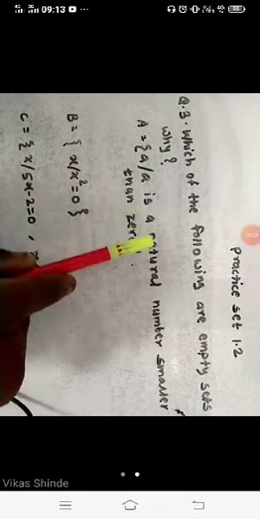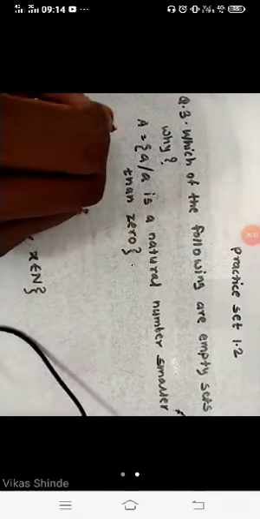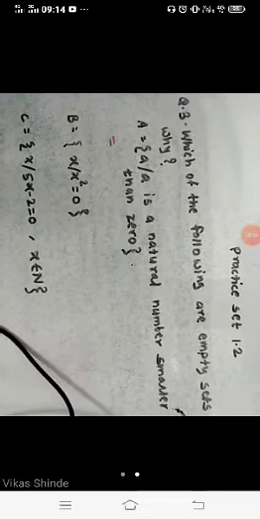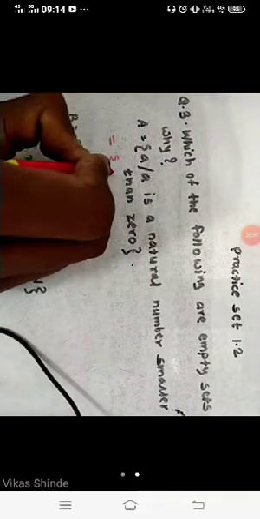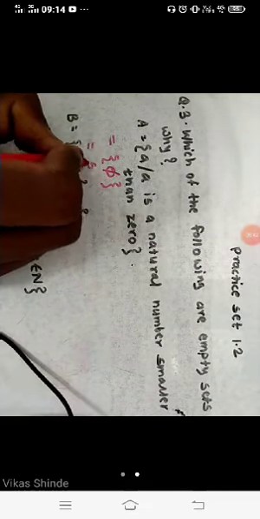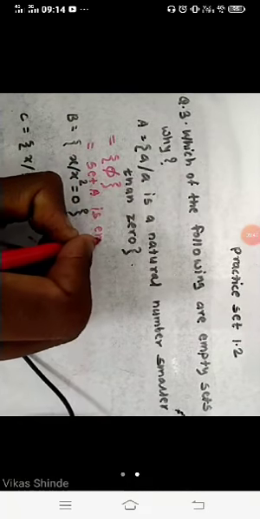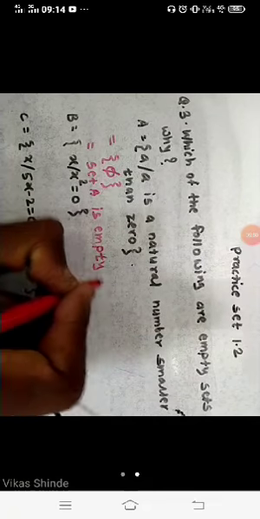So in this first statement, there is no element here, so we have to write only phi. Okay, and then we have to write that set A is an empty set. Set A is an empty set here.